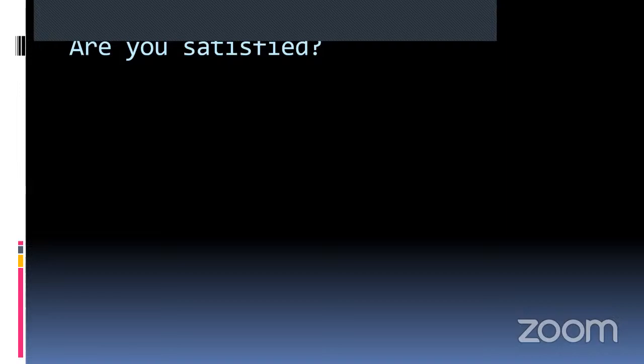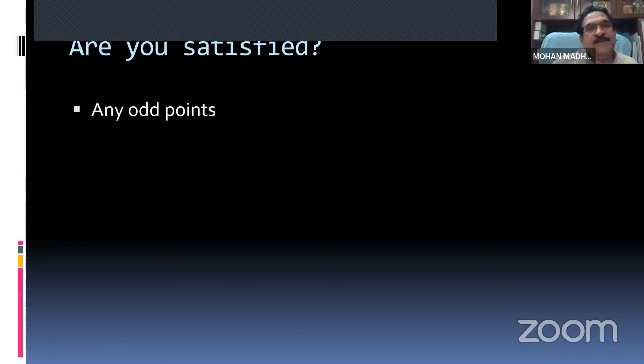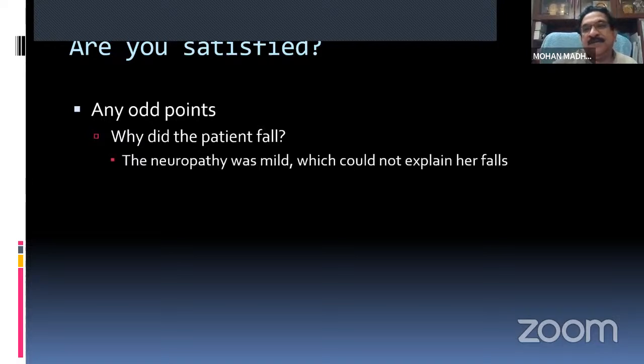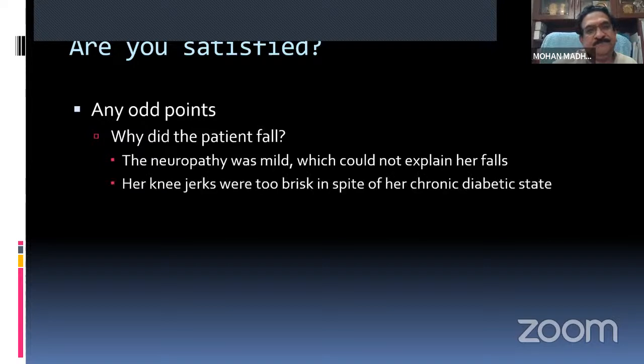Right. So, what is the point? Why did the patient fall? It's difficult for me to explain. Neuropathy was mild, which could not explain her falls, in spite of her chronic diabetic state. And the plantar was also suspicious, the ongoing.